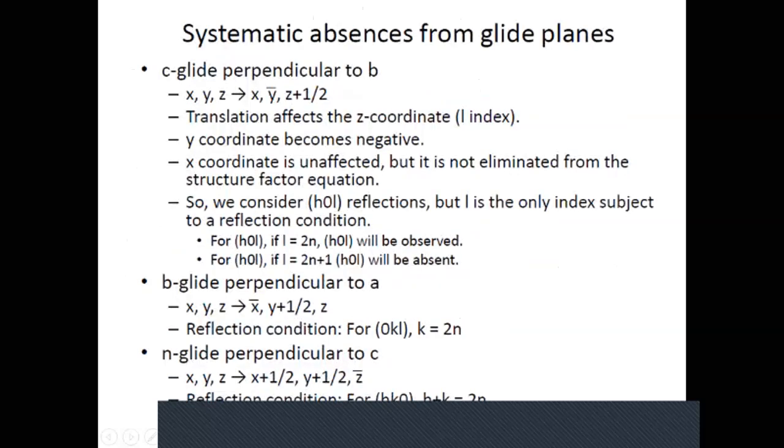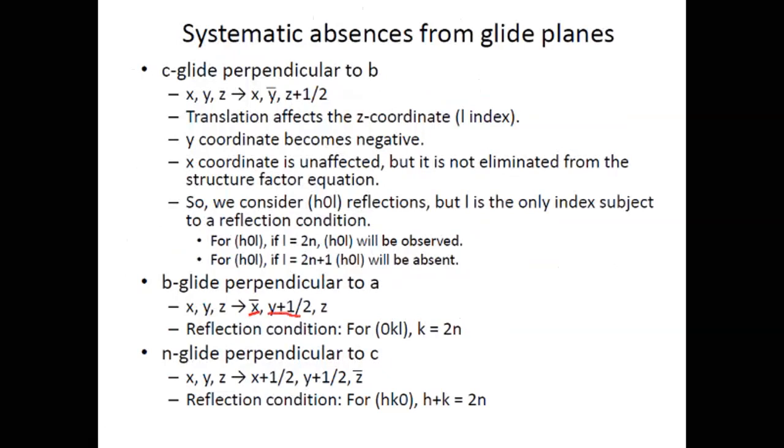So this is just an overview of the systematic absences for the glide planes. So we have a C glide, we have a B glide. B glide is very similar to C glide. For a B glide, if we have it perpendicular to A, so X changes sign, we translate along B, the y-axis, and Z remains the same.